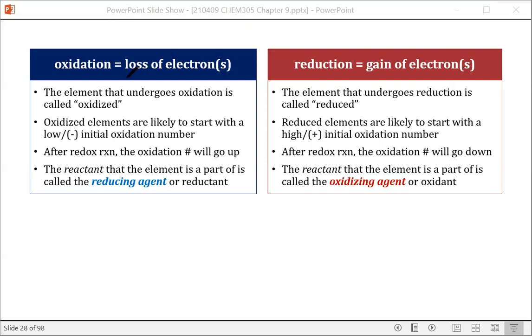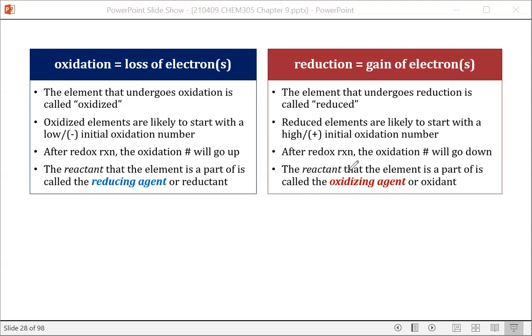Looking on the other side at reduction, reduction is the gain of electrons. So LEO says GER, the GER part is gain of electrons is reduction. So the element that undergoes reduction, we say that that element was reduced. And reduced elements are likely to start with a high or positive initial oxidation number. And then because they're gaining electrons, they're gaining negative charge. On the product side, their oxidation number is going to go down because they've gained negative charge, they've gained electrons.